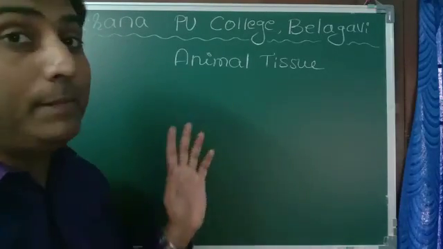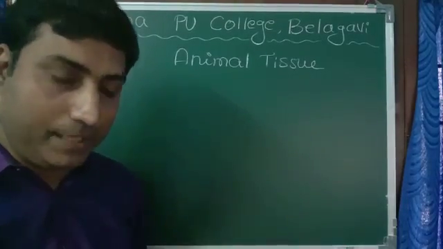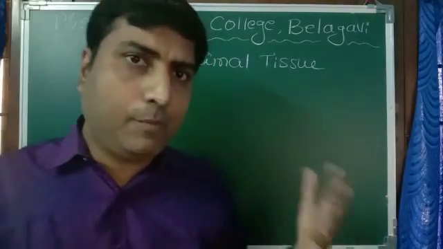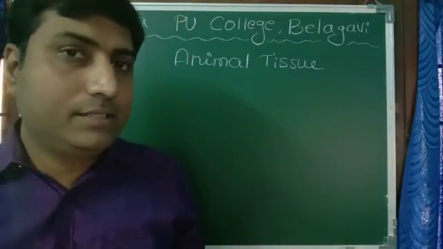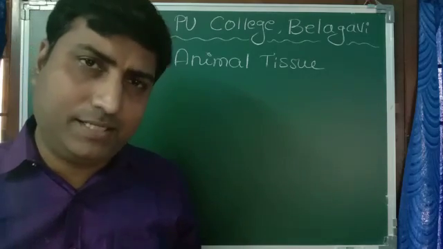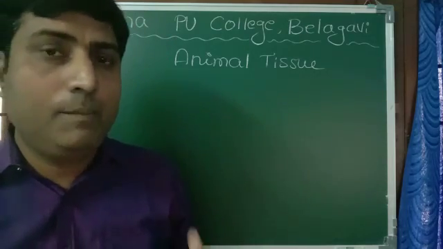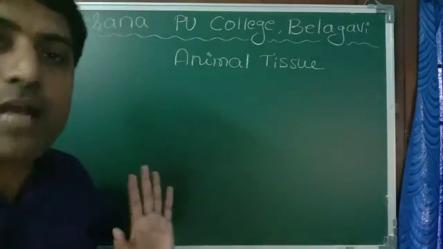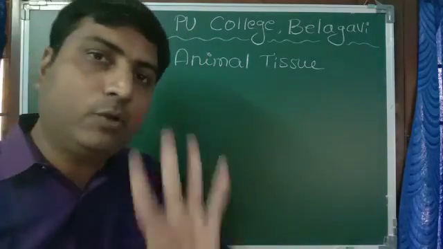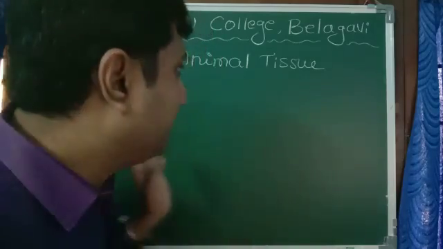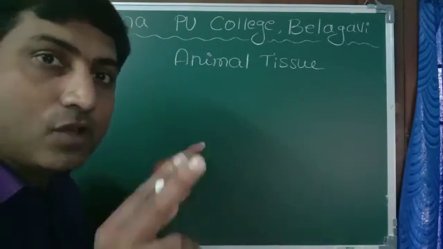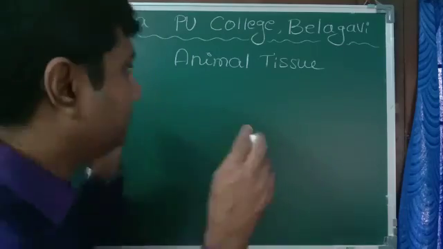Now we'll move on to animal tissue. Let us see different types of animal tissue. Take the example of any animal. Take ourselves, our body. Our body is made up of an infinite number of cells. But there are only 4 types of tissue in our body. Let us see which are the 4 types of tissues found in animals, especially among mammals.